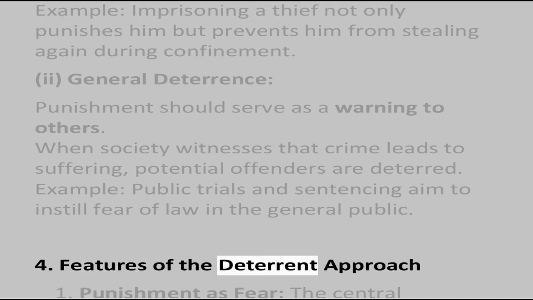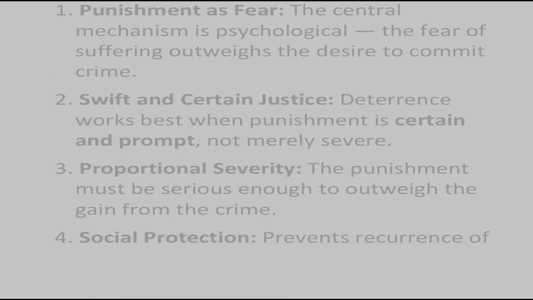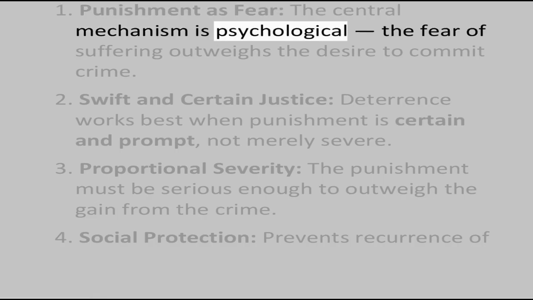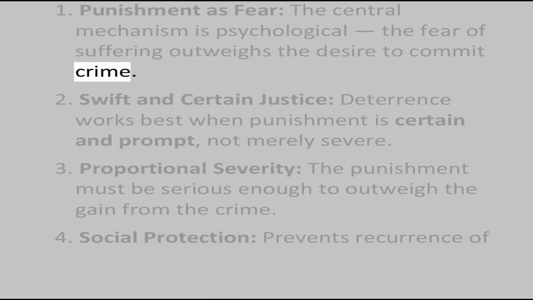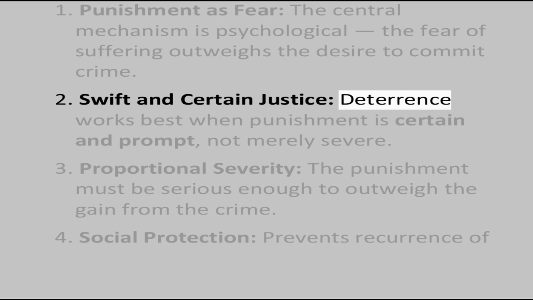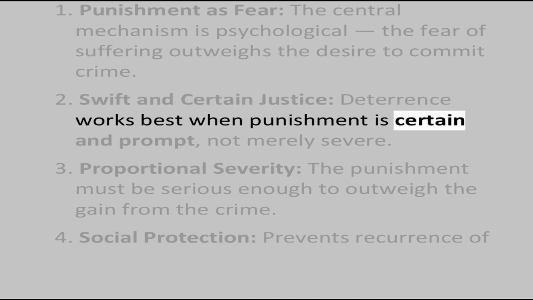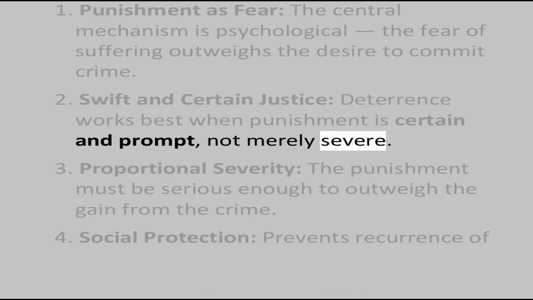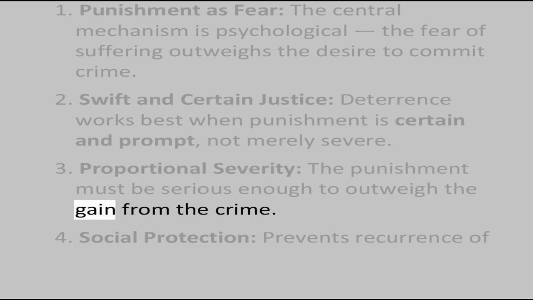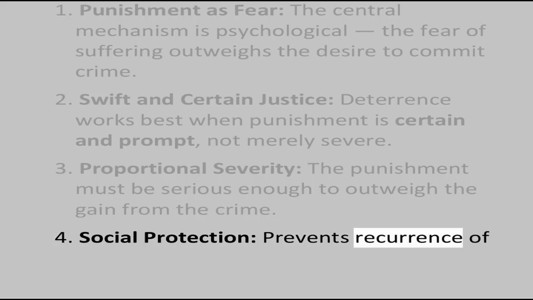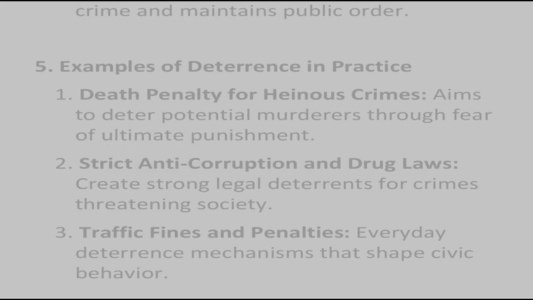4. Features of the deterrent approach. 1. Punishment as fear. The central mechanism is psychological. The fear of suffering outweighs the desire to commit crime. 2. Swift and certain justice. Deterrence works best when punishment is certain and prompt, not merely severe. 3. Proportional severity. The punishment must be serious enough to outweigh the gain from the crime. 4. Social protection prevents recurrence of crime and maintains public order.